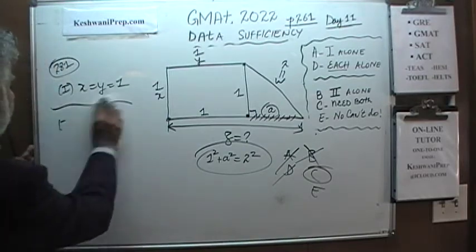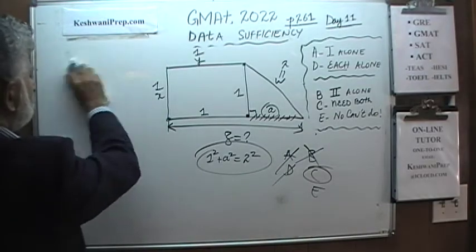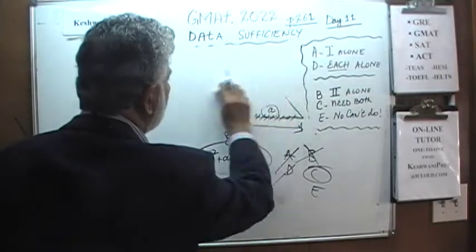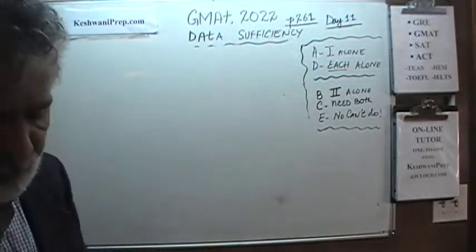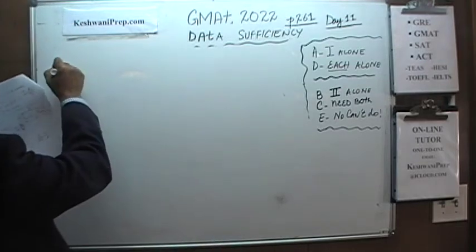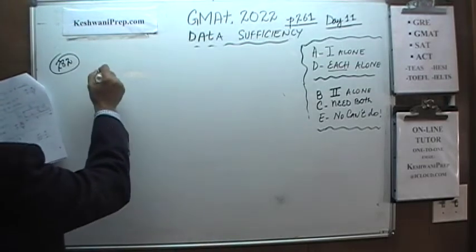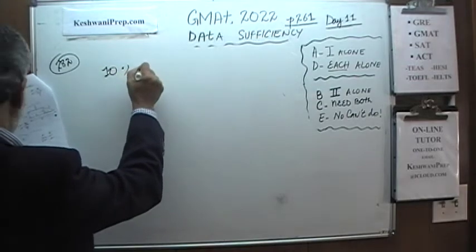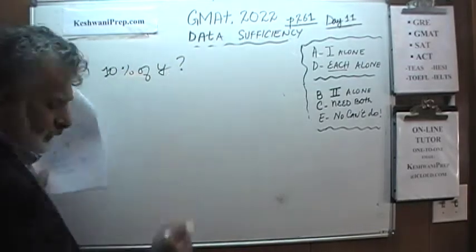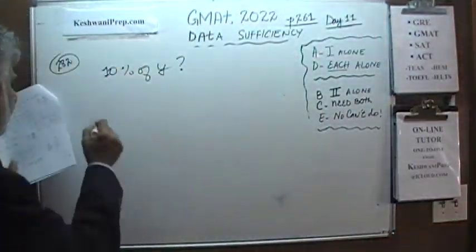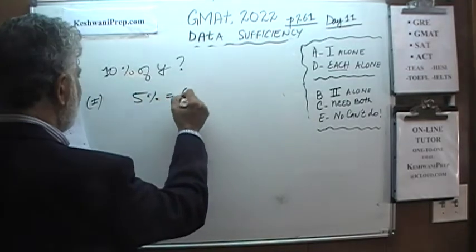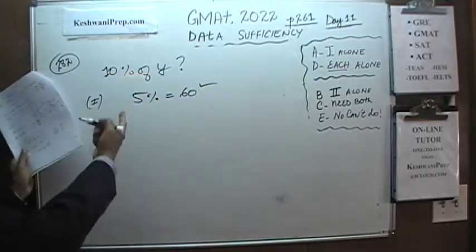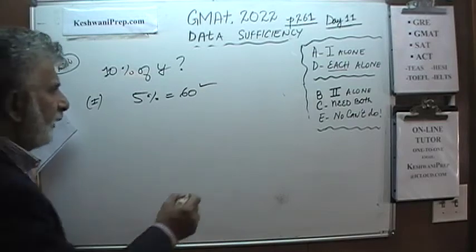Number 282, the very last problem on the page. 282 says, what is 10% of Y? They're asking us, how much is 10% of Y? Let's see what they tell us. The first statement tells us that 5% equals 60. Obviously, if 5% equals 60, then 10% equals 120.